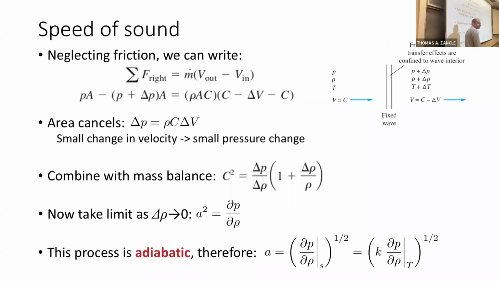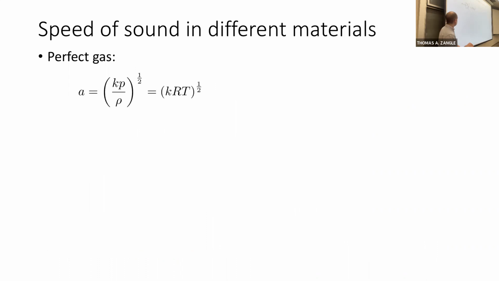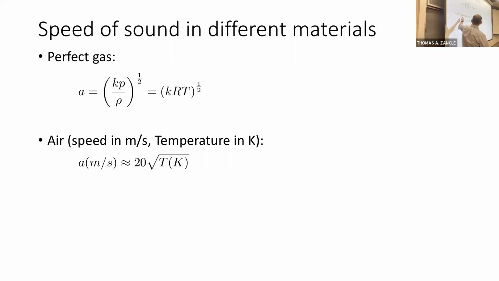The process is adiabatic, right? So we're going to assume there's no change in temperature, and so we can write this expression as follows, using some more thermo. Then for a perfect gas, we plug in our perfect gas expression, and we end up with speed of sound equal to the square root of kRT. This is our important result from this derivation. For air, in SI units, where speed is in meters per second and temperature is measured in Kelvin, the speed of sound is about 20 times the square root of temperature.